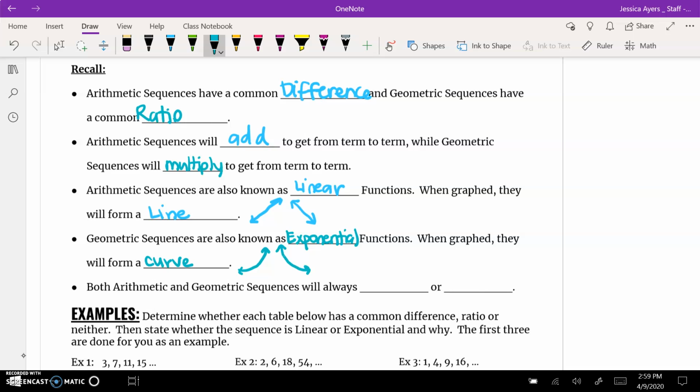So they curved. And just remember that both arithmetic and geometric sequences will always increase or decrease. So what we mean there is that they don't do both. They can either always be going up or they're always going down. They don't do both. And that's a distinctive difference to what the next function is going to look like when we get there.